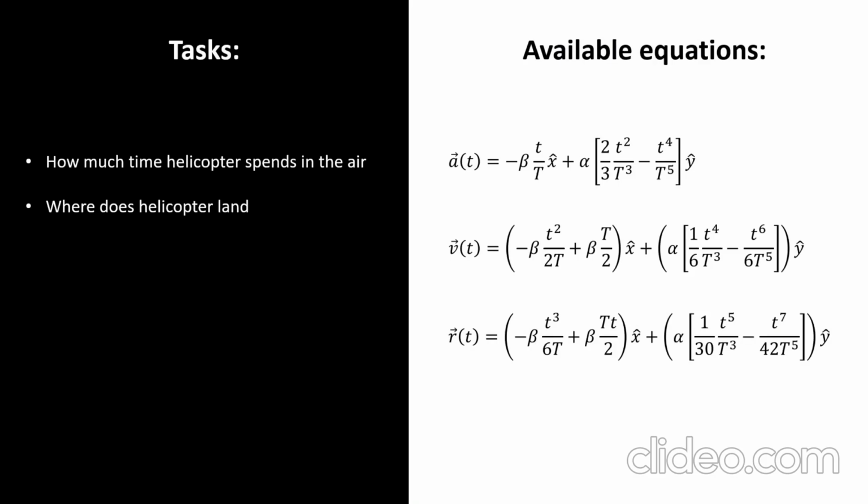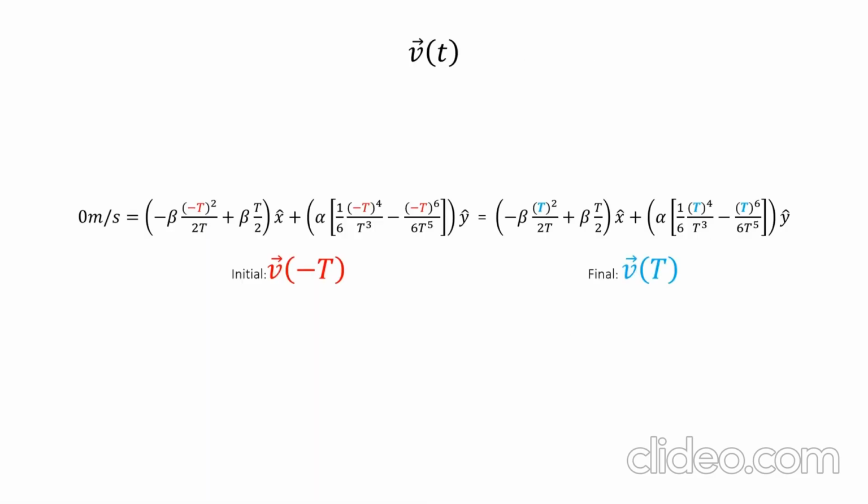Thank you. Now let's make sense of the situation and results presented. The two tasks from the video are to find the time the helicopter spends in the air and where it lands. We know the velocity function is 0 when t equals negative capital T because the helicopter is starting at rest. We also know the velocity function must be 0 when the helicopter completes its flight. So the only other time when velocity is 0 is when t equals capital T.